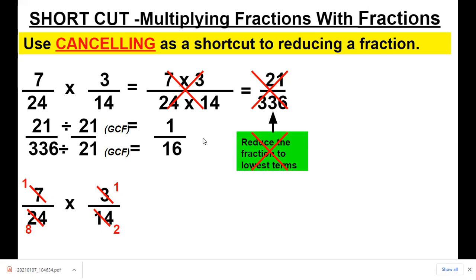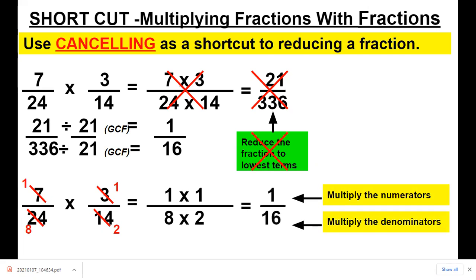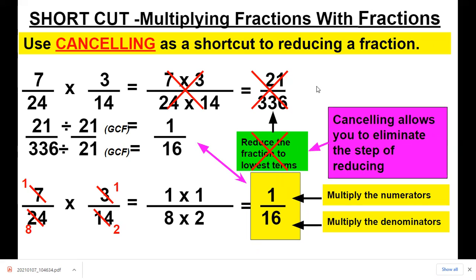So notice how I've done that. And now I just multiply across the top, the numerators, and multiply the denominators. This time I only have 1 times 1 on top, and I have 8 times 2 on the bottom. Super easy. 1 times 1 is 1, and 8 times 2 is 16. I get the same answer as I got with the other method, with a lot less work. Okay, let's keep going. So remember, canceling helps you to not have to reduce big numbers.